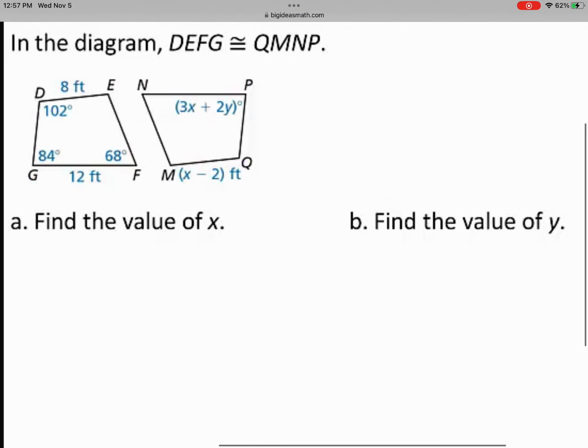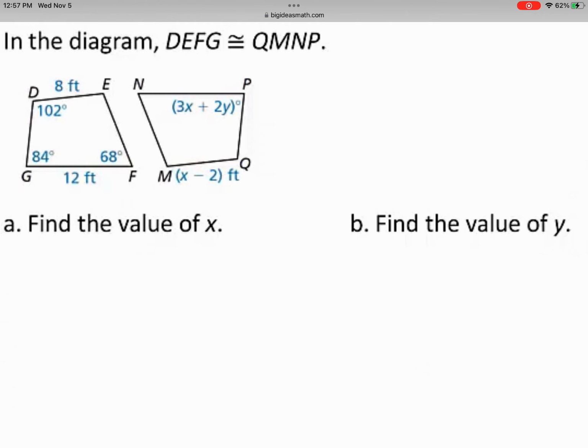In the diagram, quadrilateral DEFG is congruent to quadrilateral QMNP. A, find the value of x, and B, find the value of y. In this problem, you are told that quadrilateral DEFG is congruent to quadrilateral QMNP. So, because these two quadrilaterals are congruent, all their corresponding parts are congruent as well.